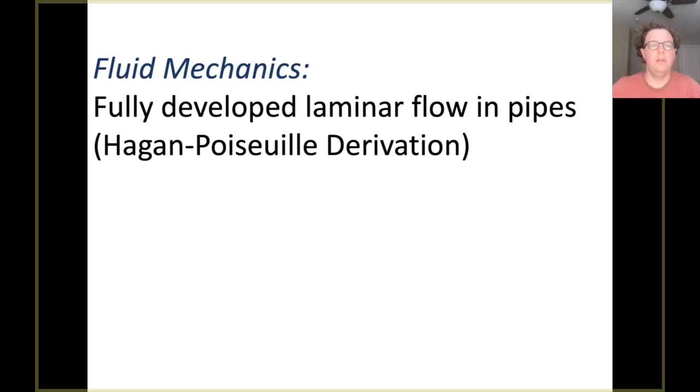We are getting ready to talk today about fully developed flow in pipes. For laminar flow, this follows along with what's called the Hagen-Poiseuille derivation. So we are going to derive an equation to describe pressure drops for laminar flow within circular conduits.